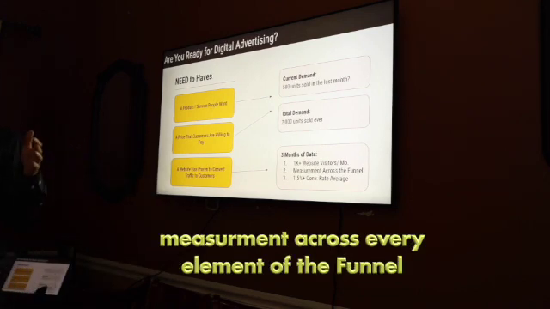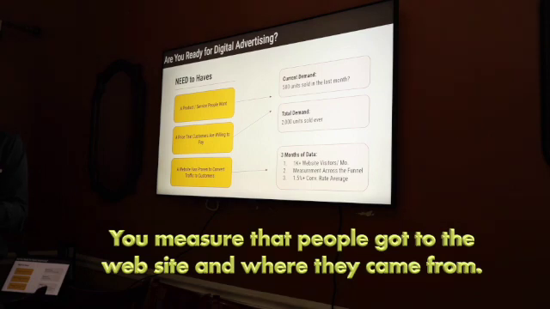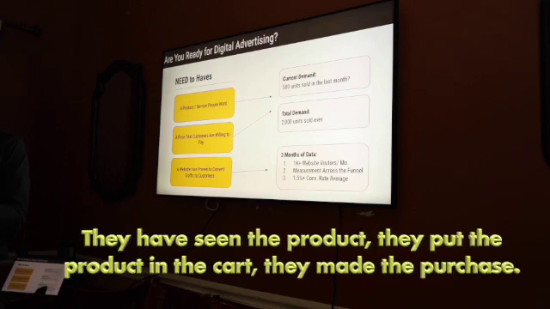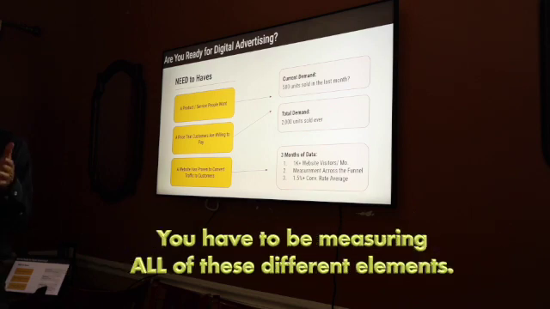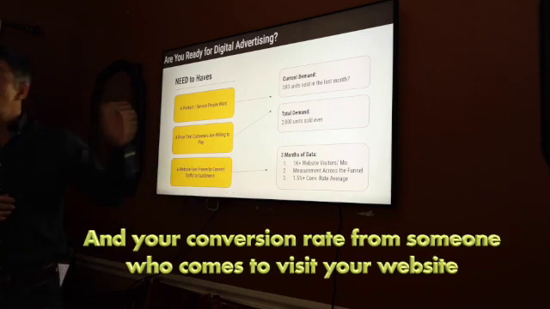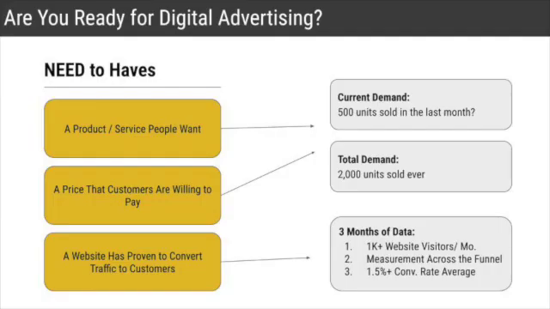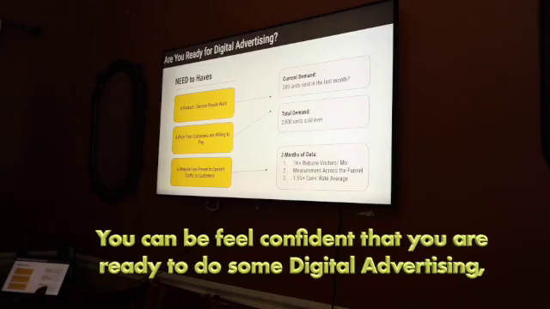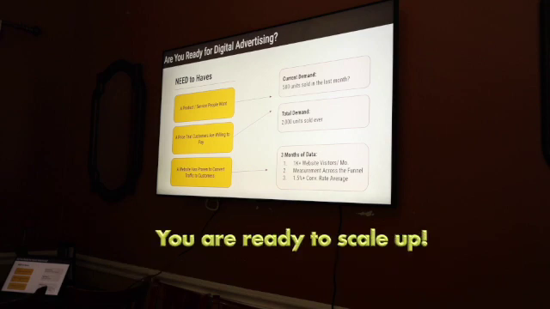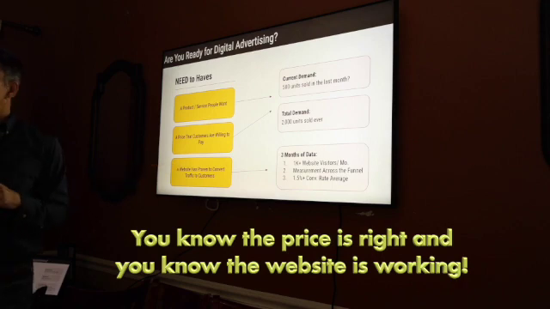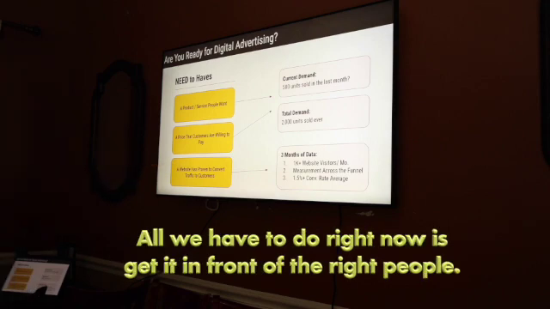So the way we prove that with data, right, is three months of data, 1,000 visitors every month, measurement across every element of the funnel, right? You measure that people got to the website and where they came from. You measure that people clicked on the product, they saw the product, they put it in the cart, they made the purchase. You've got to be measuring all these different elements. And your conversion rate from somebody coming to visit the website to somebody purchasing is 1.5% or greater on average. If you have all those things in place, you can feel very confident, right, that you're ready to do some digital advertising. You're ready to scale up. Because people want your product, the price is right, and the website works. All we've got to do now is get it in front of the right people.